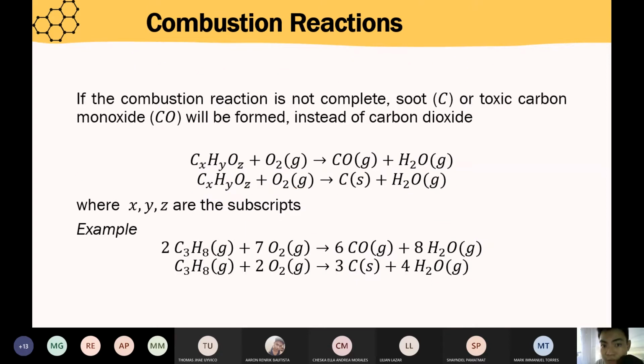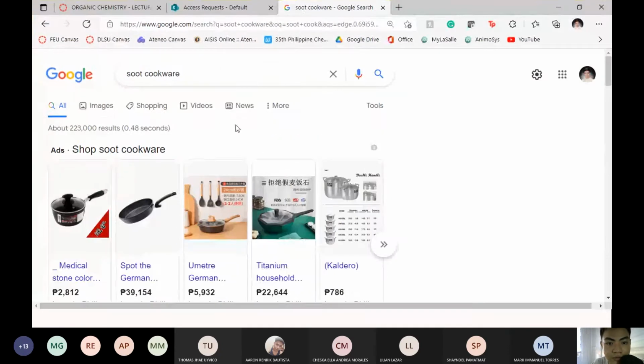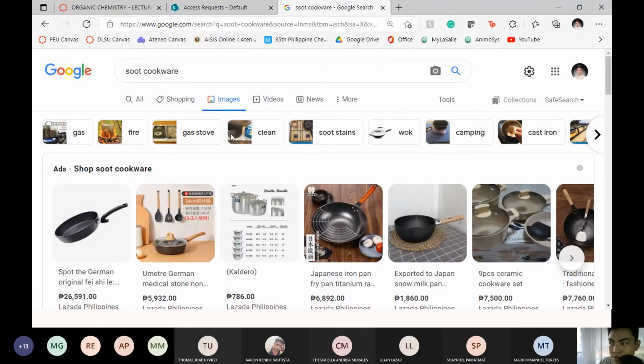Sometimes the reaction is incomplete for combustion processes. That's why we form soot and carbon monoxide. Okay, so you might be thinking, ano yung soot? Alam nyo to. Di ba pag nagluluto kayo, may times na yung ilalim ng lutuan, yung ilalim ng cookware nyo, nangingitim. Bakit? Yung itim na yon, that is called soot.